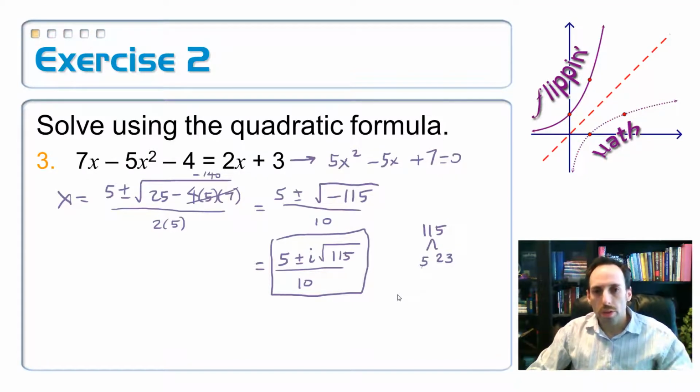Again, make everything equal to 0. Put it all on one side of the equation. 5x squared minus 5x plus 7 equals 0. A is 5, B is negative 5, C is 7.